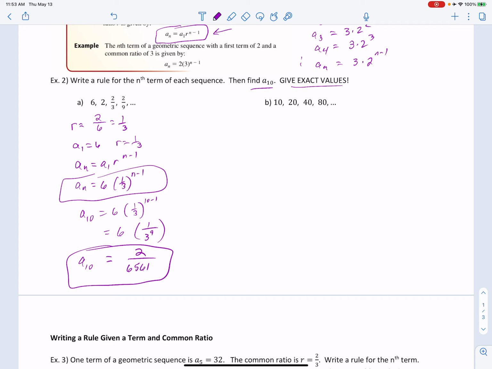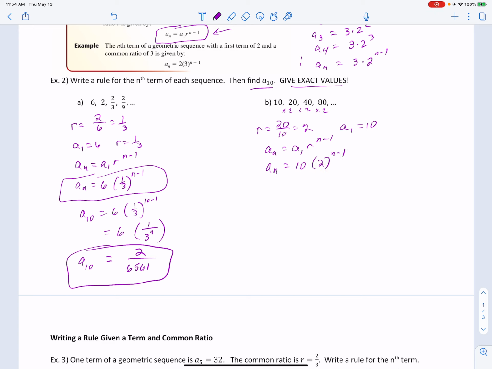Now, in part B, I can see that I'm multiplying by 2 from term to term to term. Again, how we show it is we take the second term divided by the first one, and it's 2, and then you check that you are constantly multiplying by 2 to get to each term, and you are. So r is 2, and the first term is 10. The general rule is a sub 1 times r to the n minus 1. So that general term is going to be 10 times 2 to the n minus 1.